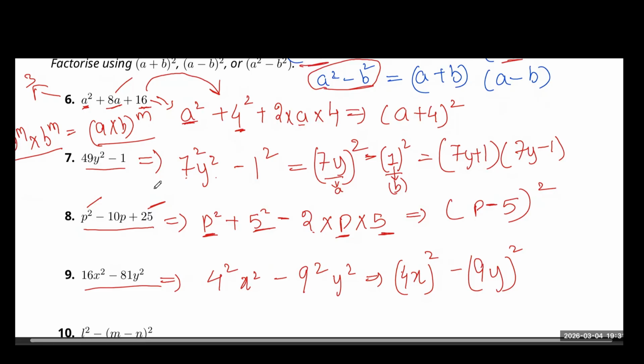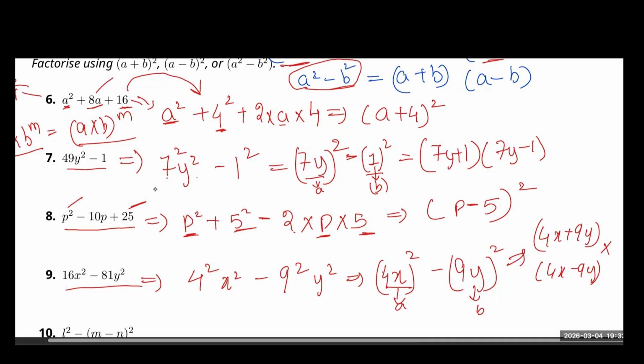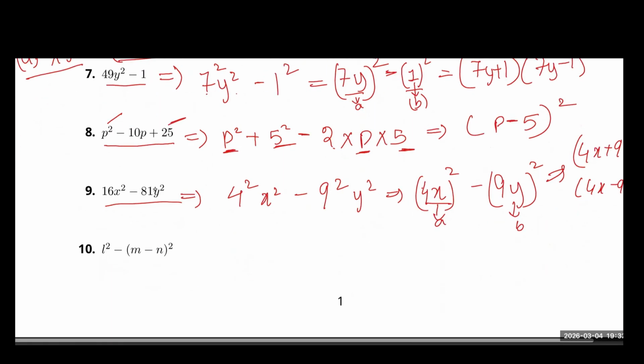Now, again, this is the value of a and the value of b. So what will be the answer now? 4x plus 9y into 4x minus 9y. These are the two values. Then l square minus m square, right? Now here, same thing: l square minus (m minus n) whole square.